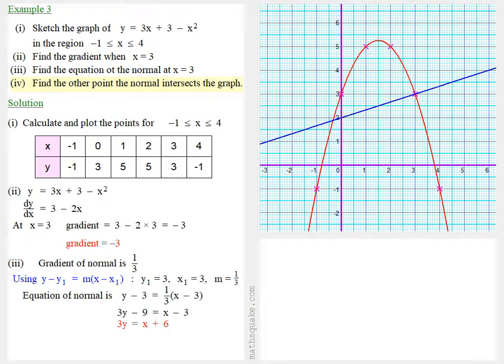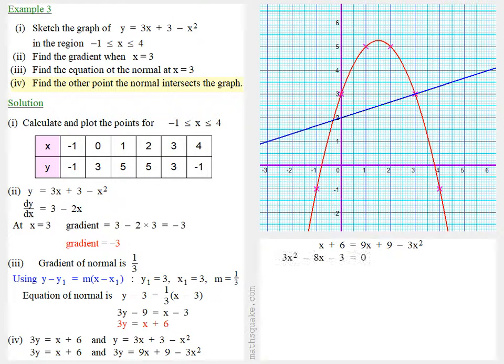Now in part 4, we want to find the other point where the normal intersects the graph. And to do this, we have to solve the two equations, 3y equals x plus 6, and y equals 3x plus 3 minus x squared. Now, multiplying by 3, the second equation can be written as 3y equals 9x plus 9 minus 3x squared. So equating the 3y in each equation gives us x plus 6 equals 9x plus 9 minus 3x squared, which simplifies to 3x squared minus 8x minus 3 equals 0.